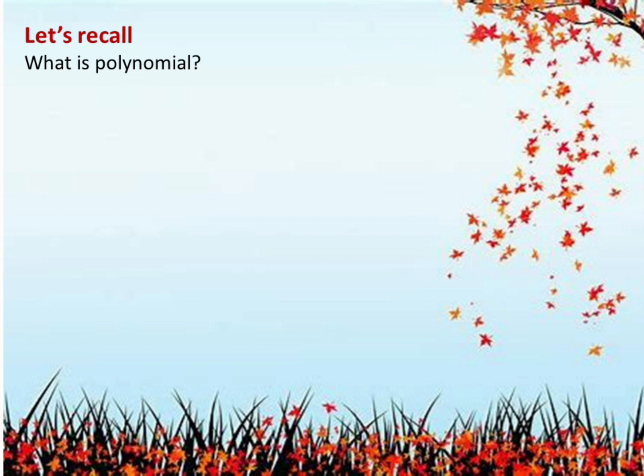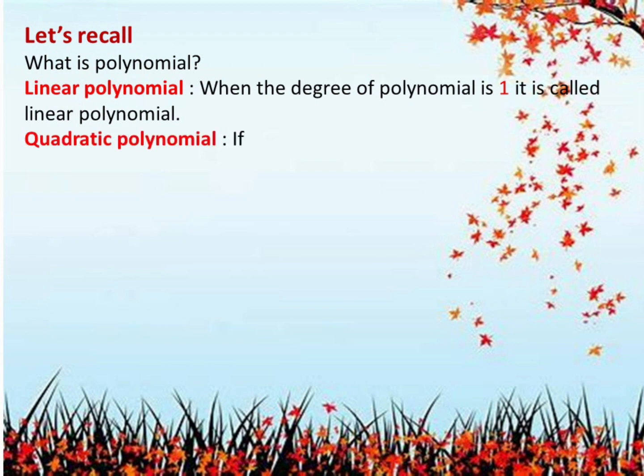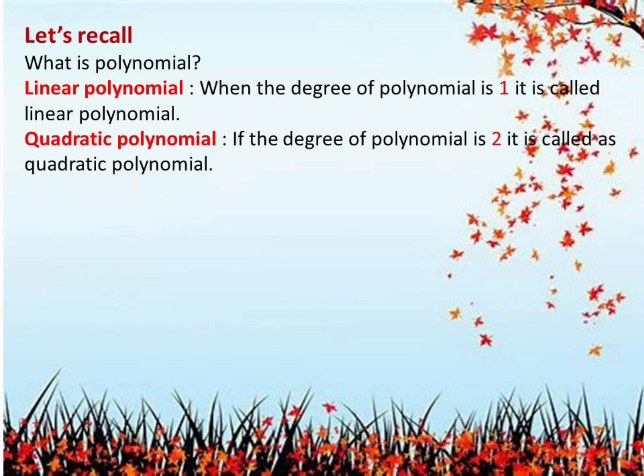You have already studied in the previous standard monomial, binomial, trinomial, even the polynomial. Polynomial is nothing but which has many terms in it. Under this we have two types. One is linear polynomial and another is quadratic polynomial. When the degree of a polynomial is 1, it is called as linear polynomial. If the degree of a polynomial is 2, then we will call it as a quadratic polynomial. The only difference between linear and quadratic is its degree.